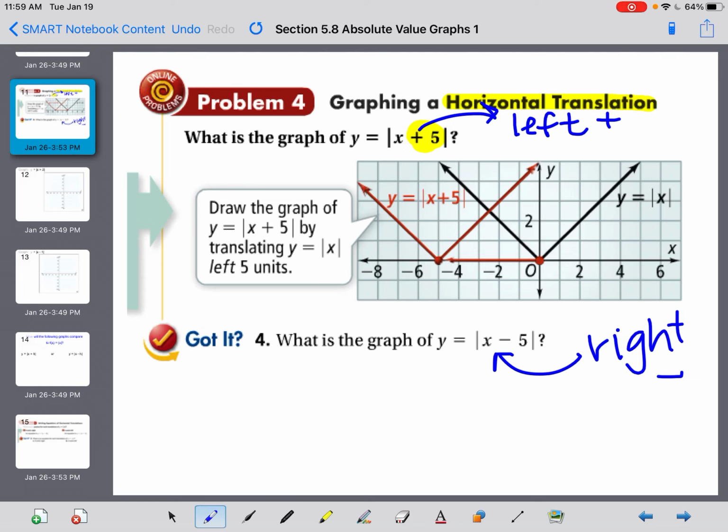Okay, so if you notice, my parent function is this black line, and then they add 5 inside the absolute value bars, so my v doesn't change, but it slides to the left 5 places here, so they started at -5. For this number 4, what is the graph of y equals the absolute value of x minus 5? Because it's on the inside, I know I'm moving horizontally, and because it's -5, I'm actually moving to the right, so I should go over to the right 5 places, and then my v graph will still look the same.